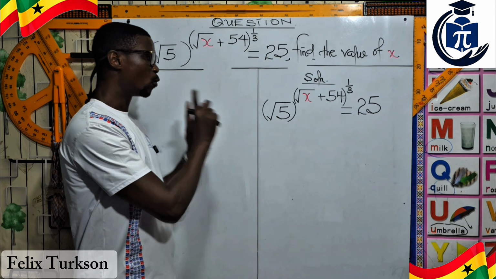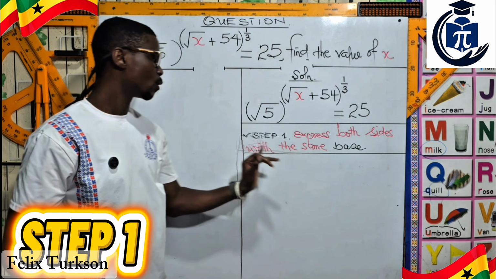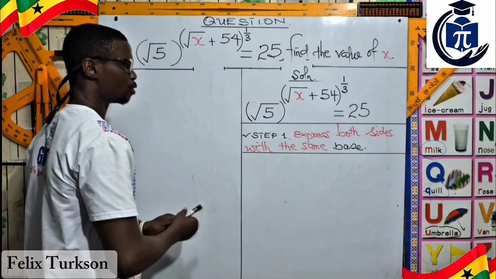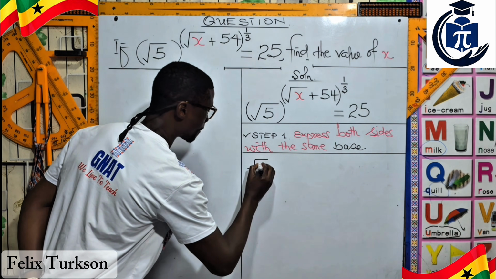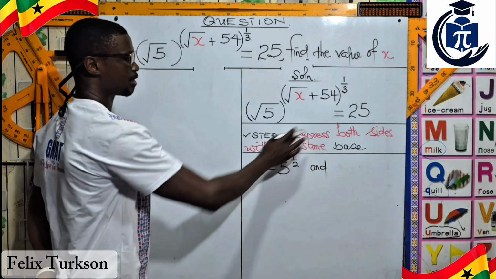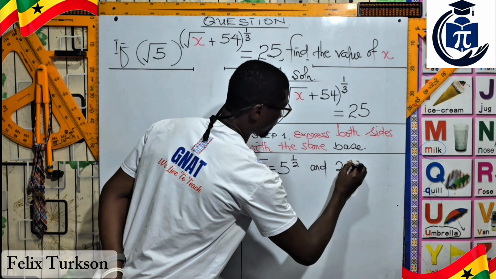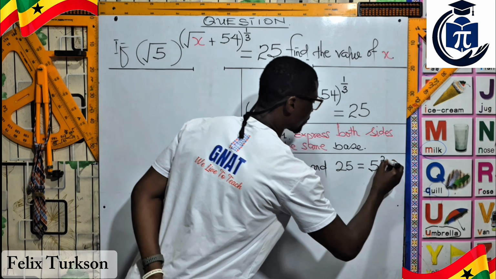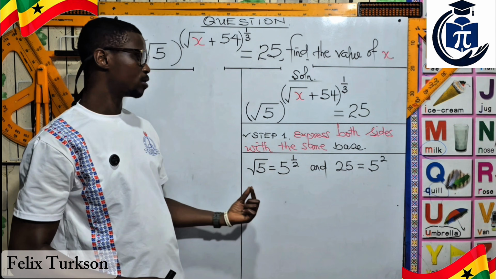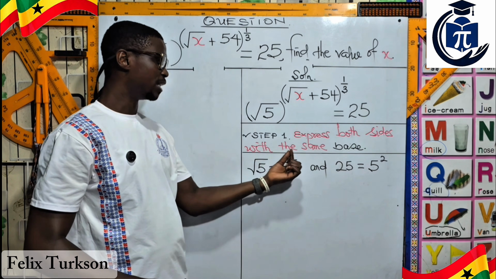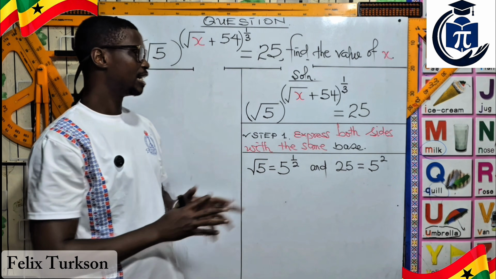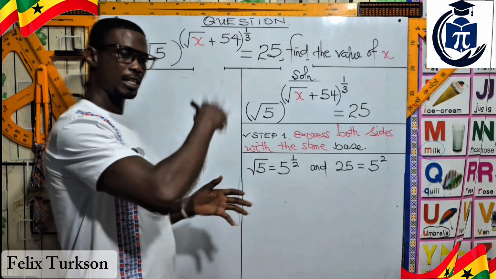So let's look at step 1. Express both sides with the same base. And 25 is 5 exponent 2. So now we are going to substitute 5 exponent half and 5 exponent 2 into the original equation being given to us. Let's do that.